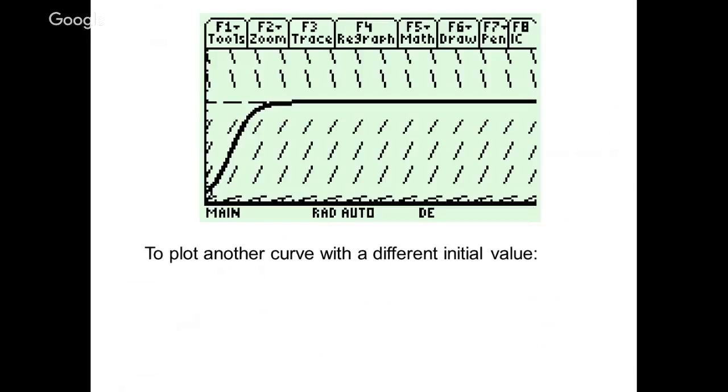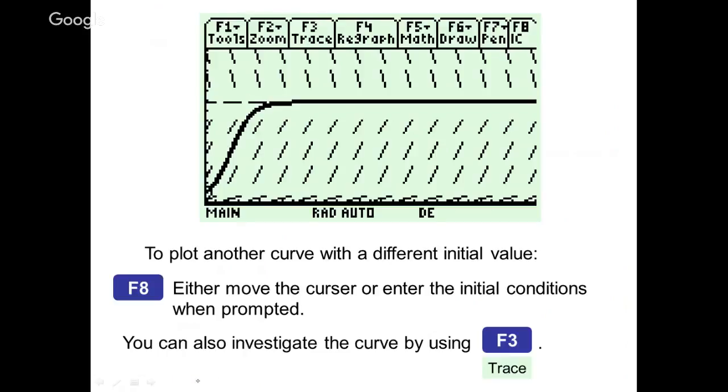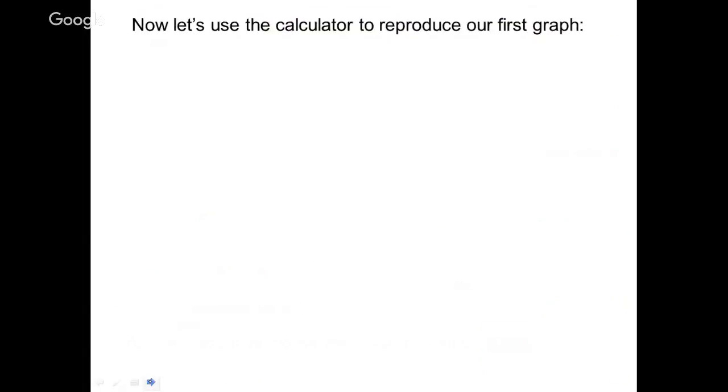Let's plot a different one with a different initial value. Let's go F8, and either move the cursor to enter another. You want to change your initial condition? Why don't we do something that's above this line? Or you can just make your own condition, that's fine. There you go.